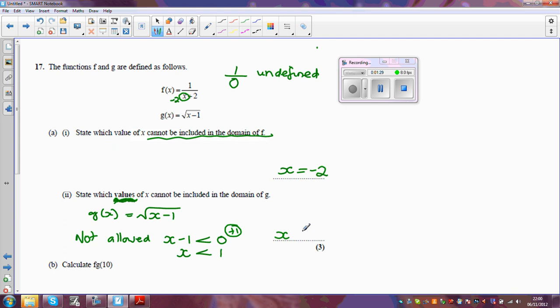So we're not allowed to have, and you have to read this carefully, which values of x cannot be included in the domain of g. X less than 1 is what we're not allowed to have.